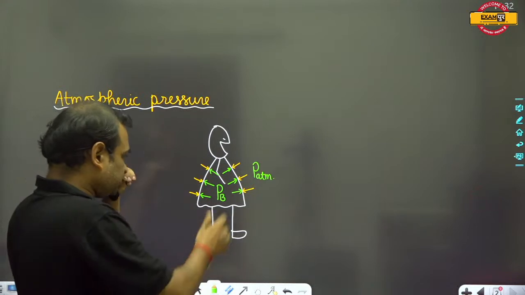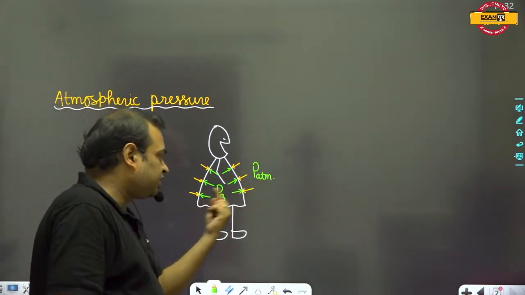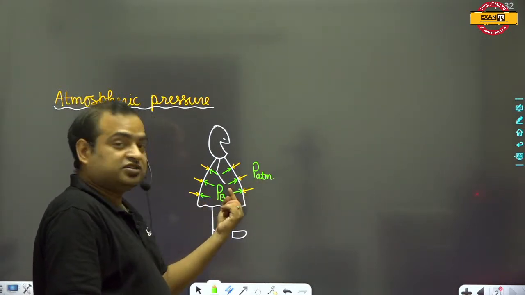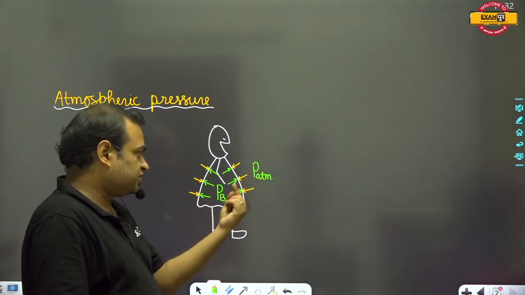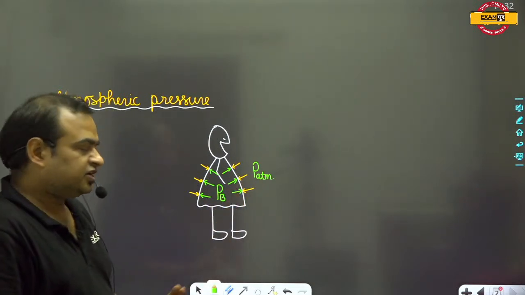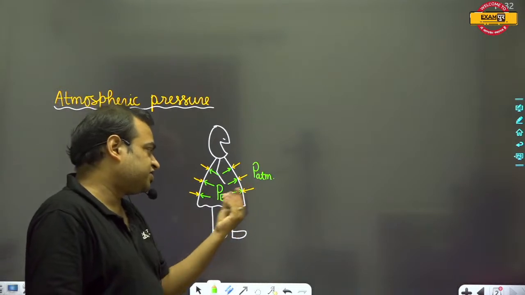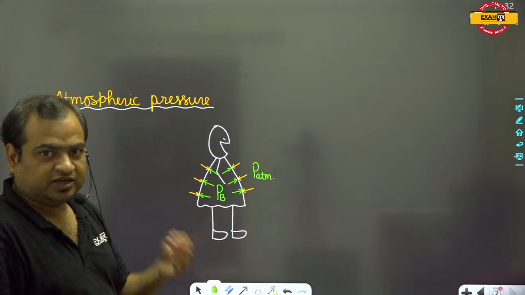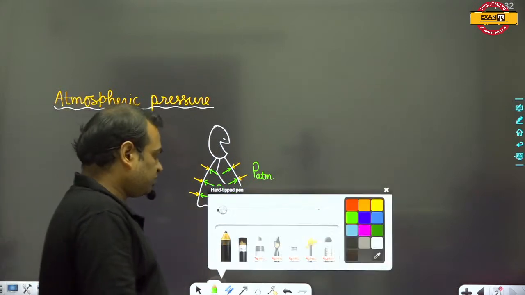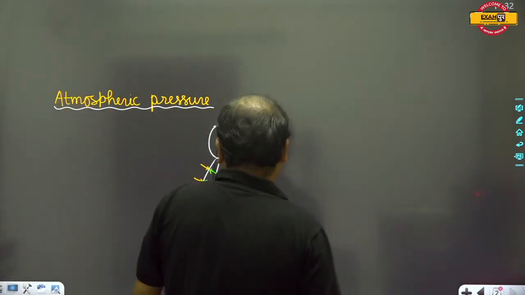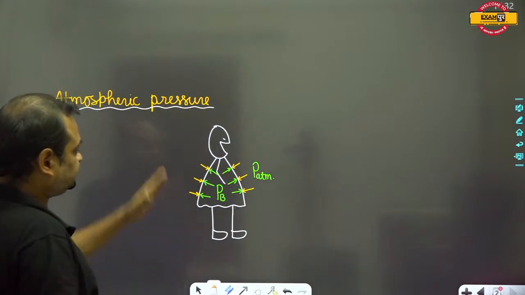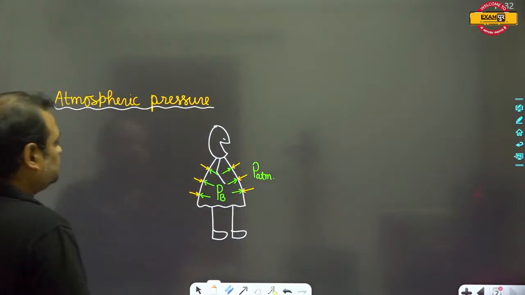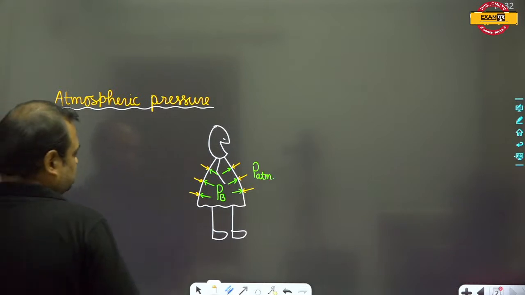If this atmospheric pressure is not balanced by the blood pressure, which acts in the direction opposite to the atmospheric pressure... That's why this atmospheric pressure gets balanced by the blood pressure. Hence we don't feel any problem. Okay, so this is the example of atmospheric pressure.